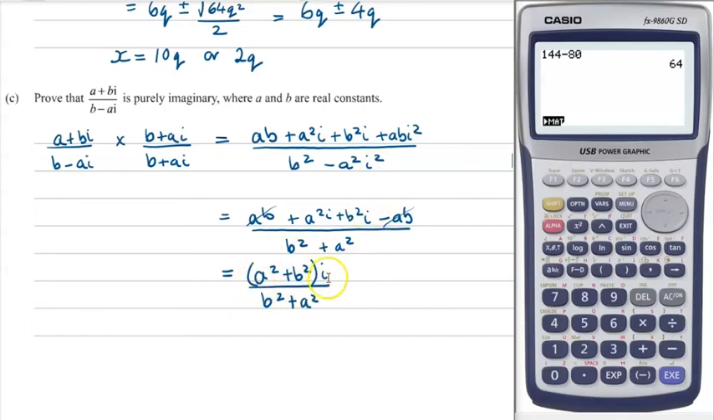We've only got a bit that's got a coefficient of i, so therefore purely imaginary. And actually, even one step further, I just noticed that a squared plus b squared cancels too, so it's actually just equal to i.